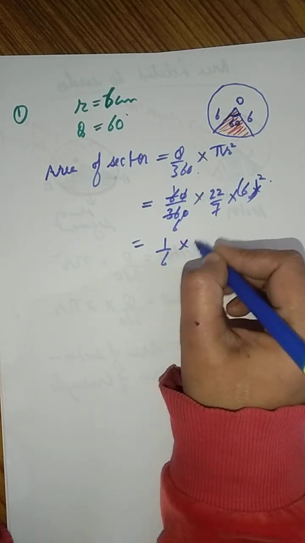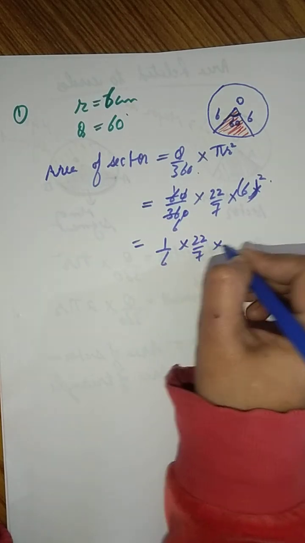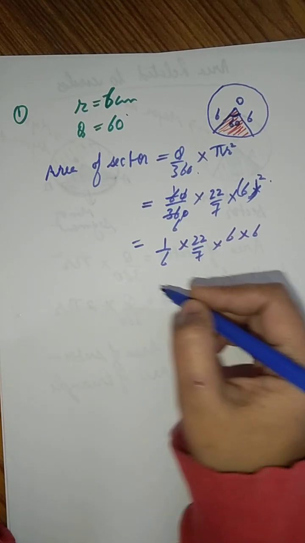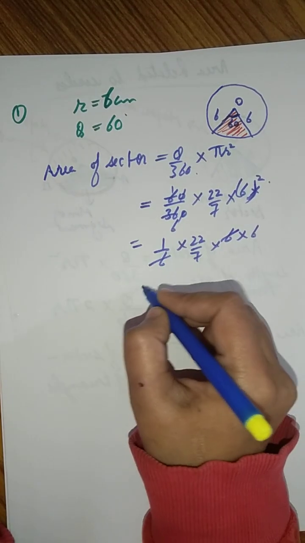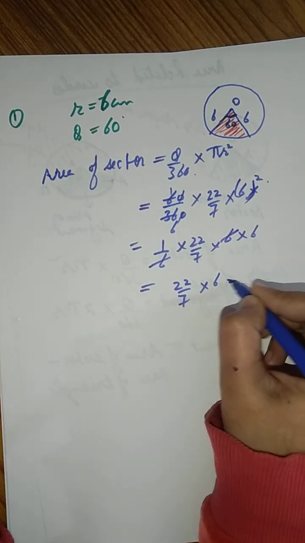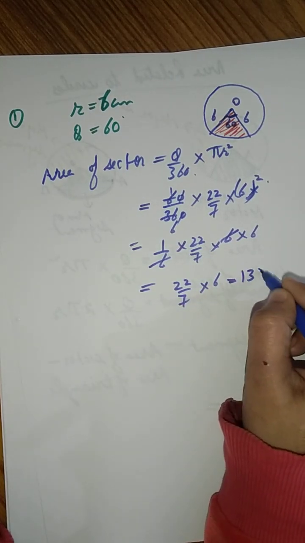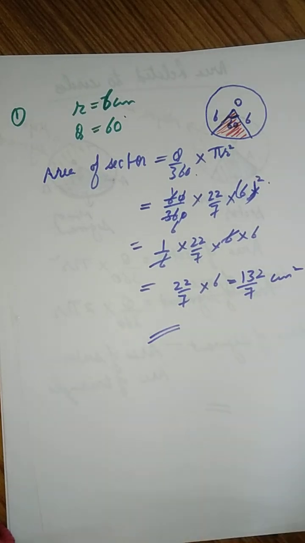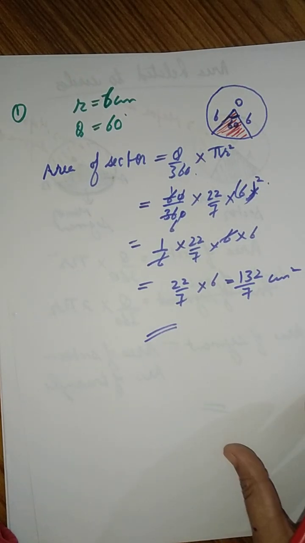We will get 1 by 6 into 22 by 7. 6 square means 6 multiplied by 6, so you can cancel this 6 also. You will get 22 upon 7 into 6. On multiplication we will get 132 by 7 centimeter square. And this is my area of sector.